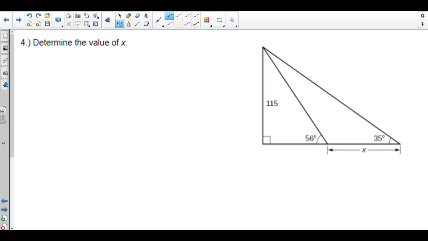Alright, on to the next. So we have an application problem with right triangle trig. I'm going to try to determine the value of x here, and I'm really just going to break this up into two triangles.